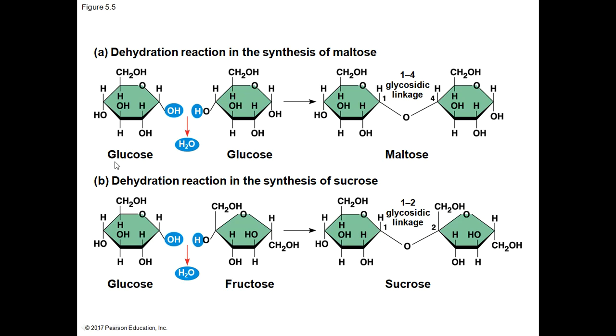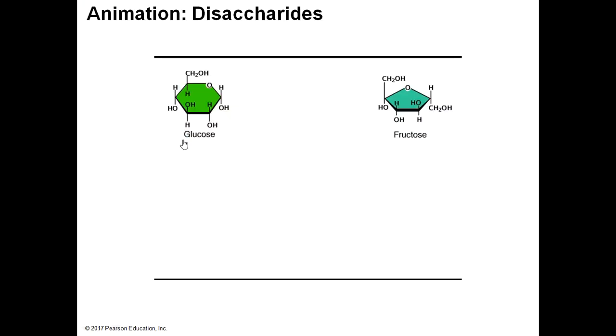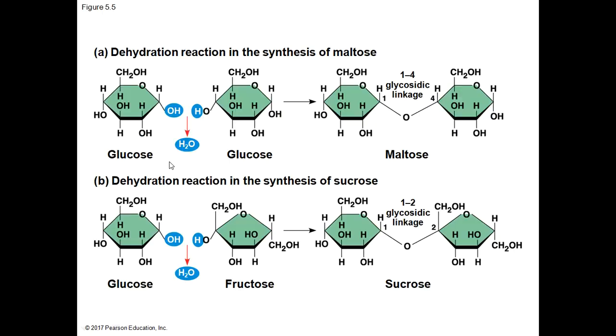And so in this diagram here, if you dehydrate glucose with another glucose molecule, you'll make maltose. And here, if you dehydrate glucose with a fructose molecule, you'll make a new sugar called sucrose, which is common table sugar. And in this case, sucrose has a 1-to-2 glycosidic linkage.